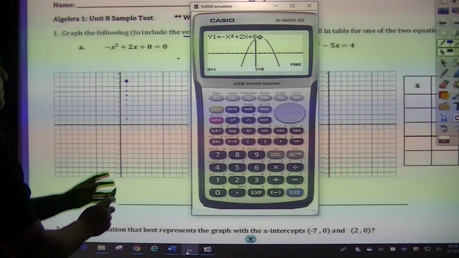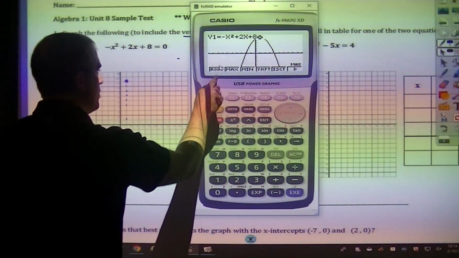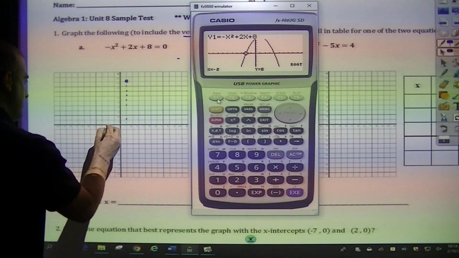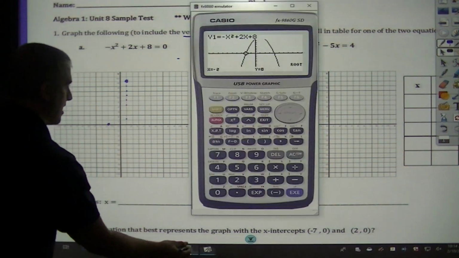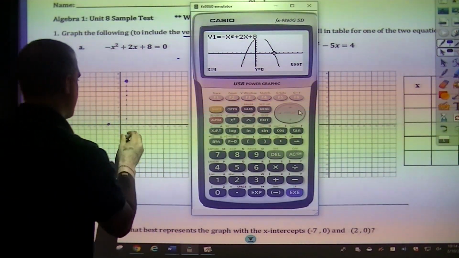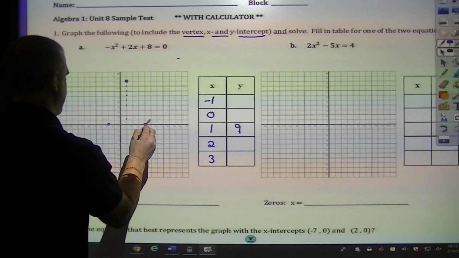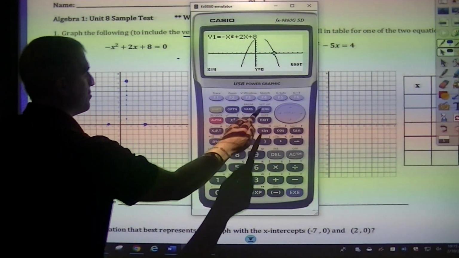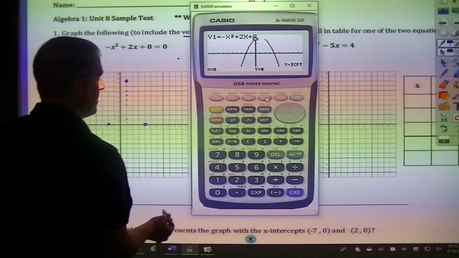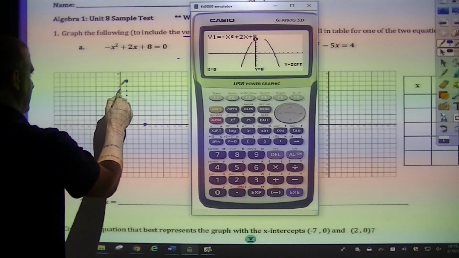All right. Now I'm also going to do g-solve root. Okay. I've got a root at -2, 0, and if I hit over, I have another root at 4, 0. All right. I'll do g-solve y-intercept. I would be at 0, 8. Okay.